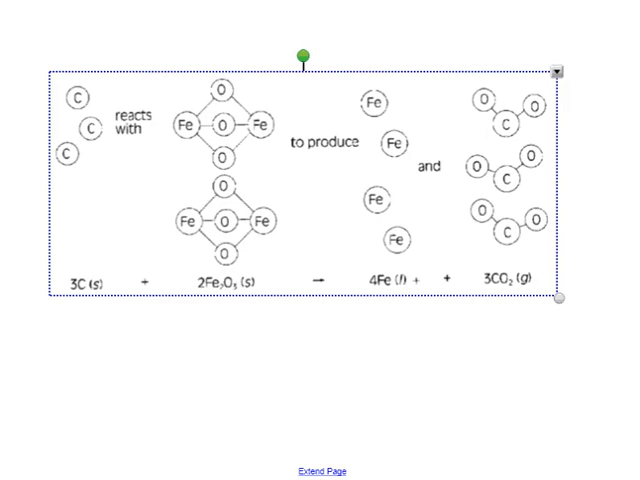One more example would be this one. We have carbons, and you will see here in the reaction that we have 3 carbons. We'll color the carbons in yellow. I also have irons and oxygens.